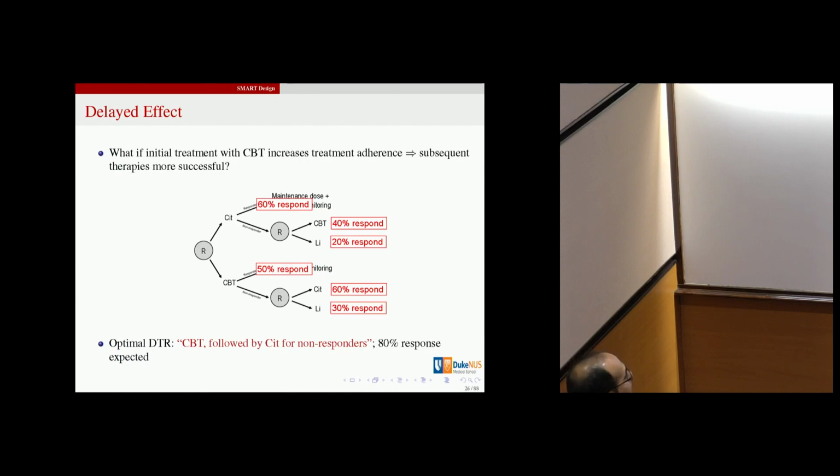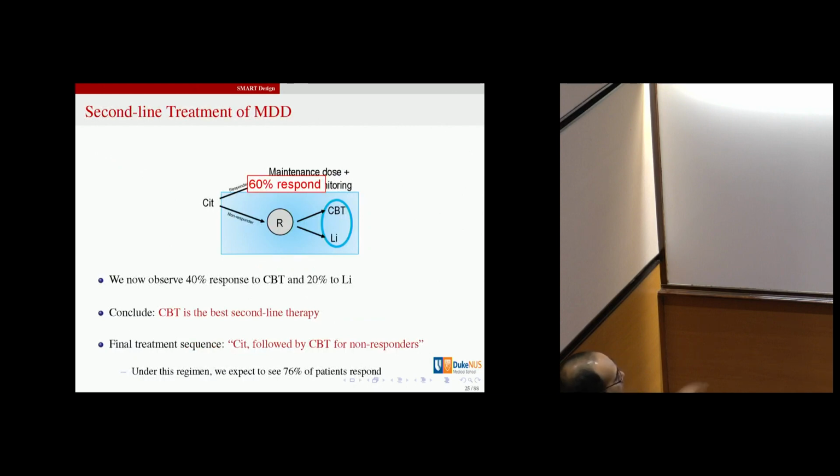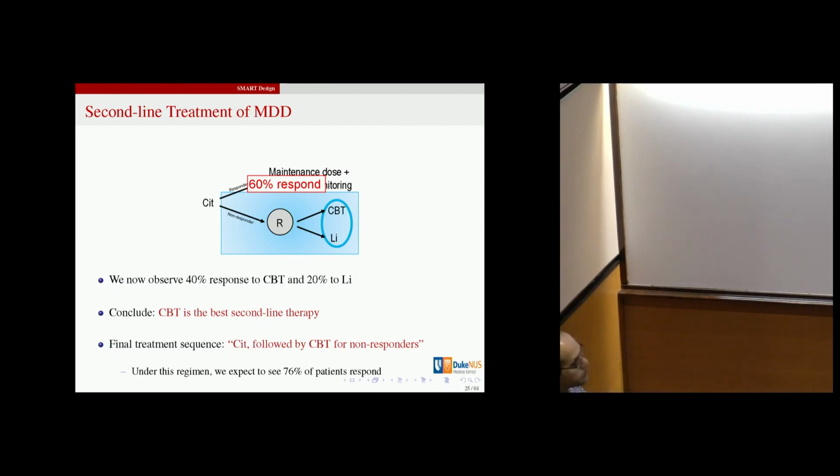If that's the case, and if you take this pathway, so CBT here, followed by citalopram for non-responders, you'll see overall 80% response. So 60% of the remaining 50%, so that's 30%, added up to the 50% here. So overall, this regime would give you 80%, right? So this is something that you would miss if you just synthesize data from 2 different trials at different stages, which we did earlier, right? Because this setting did not think about the delayed effect aspect.